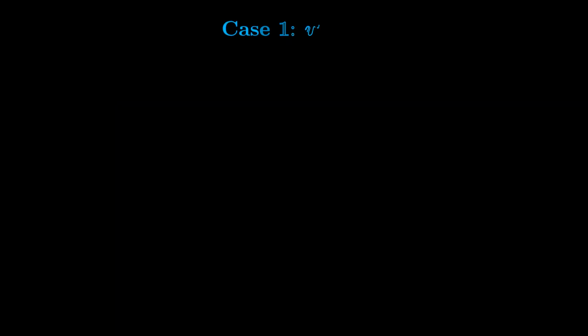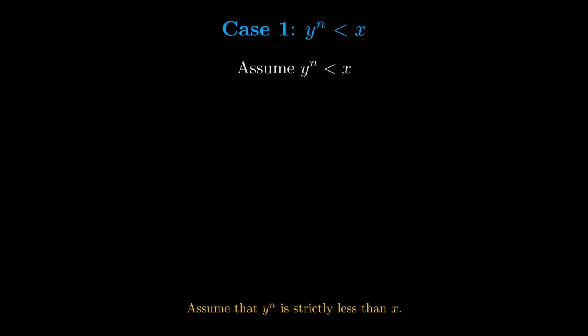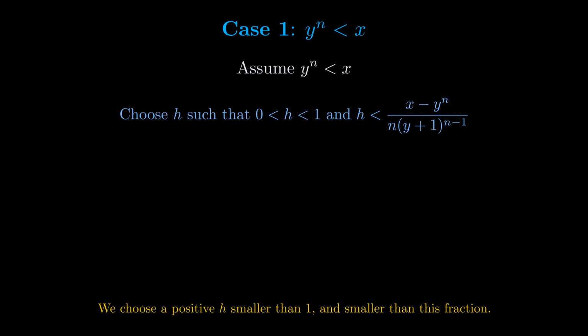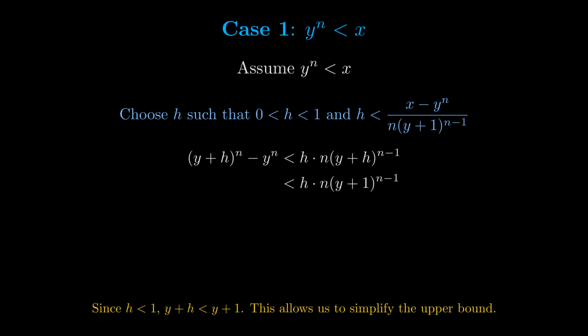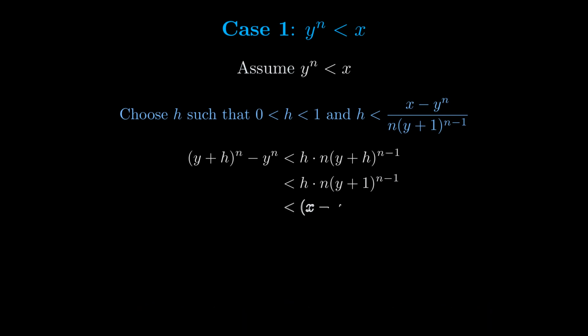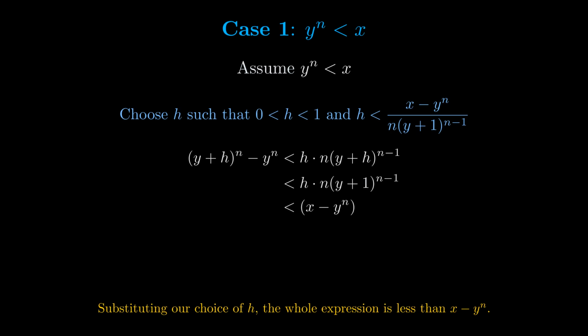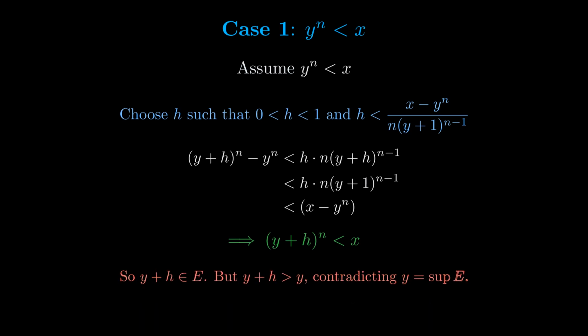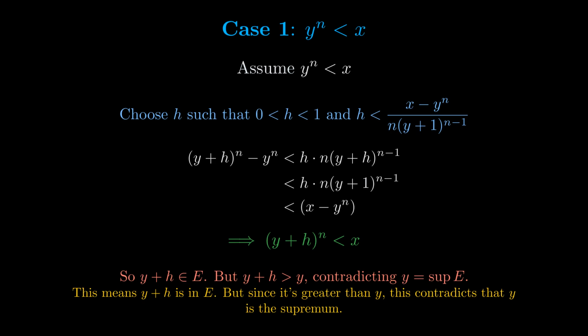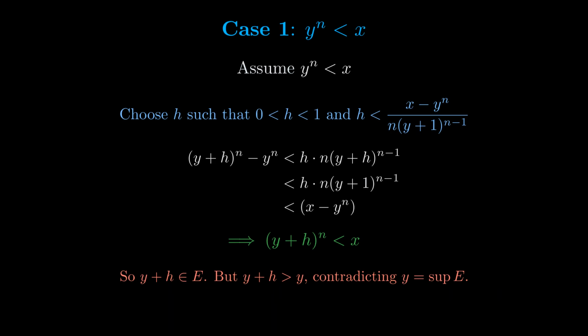Assume that y to the n is strictly less than x. We choose a positive h smaller than 1, and smaller than this fraction. Applying our previous identity with a equals y and b equals y plus h, we get this inequality. Since h is less than 1, y plus h is less than y plus 1. This allows us to simplify the upper bound. Substituting our choice of h, the whole expression is less than x minus y to the n. Rearranging terms, we find that y plus h to the n is still less than x. This means y plus h is in E. But since it's greater than y, this contradicts that y is an upper bound of E.